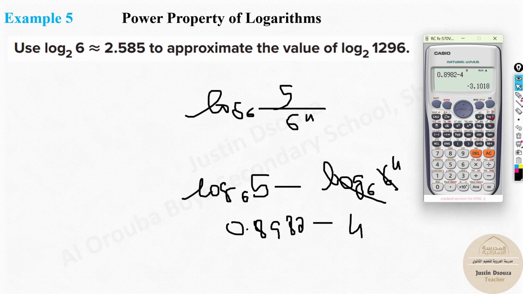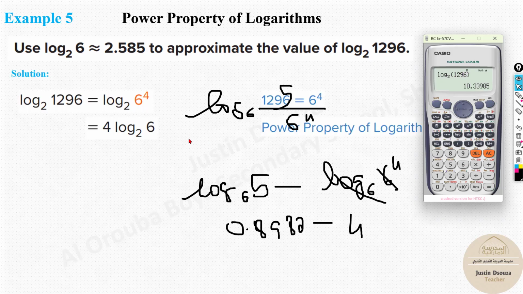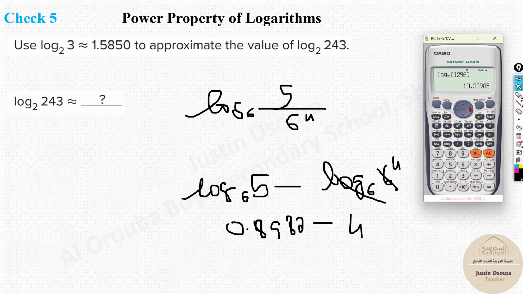Now please do it by yourselves. Log 2 of 1296, and here you go with the answer. There are various methods to solve, but ultimately the final answer is what matters. Try this as well. Just changing over here.